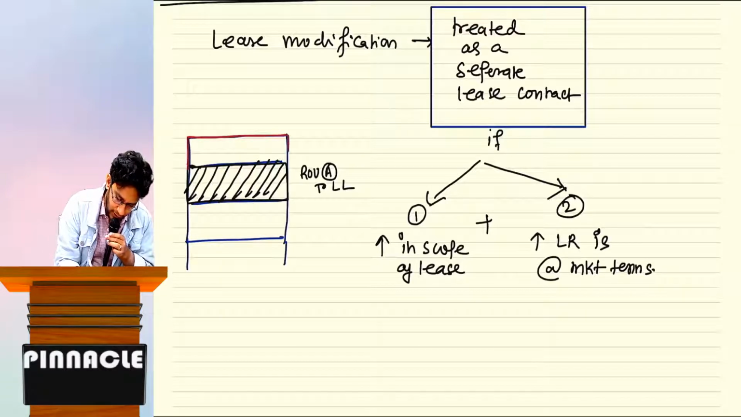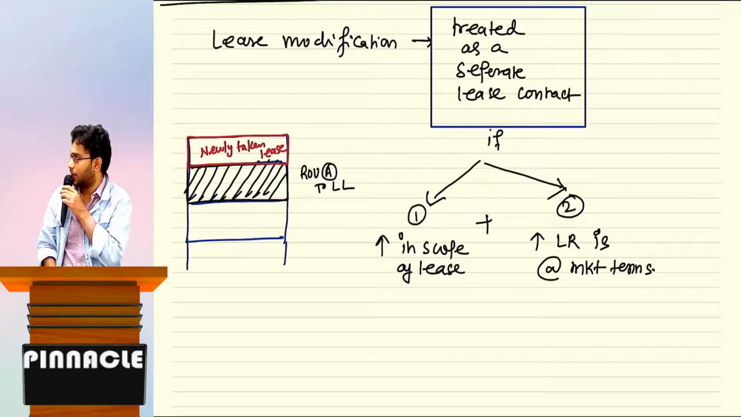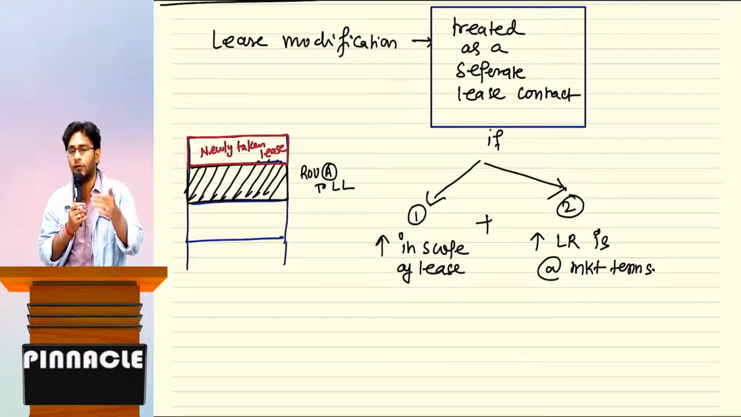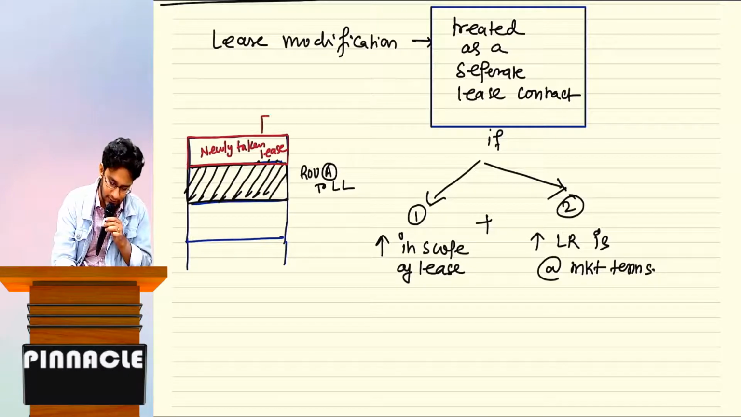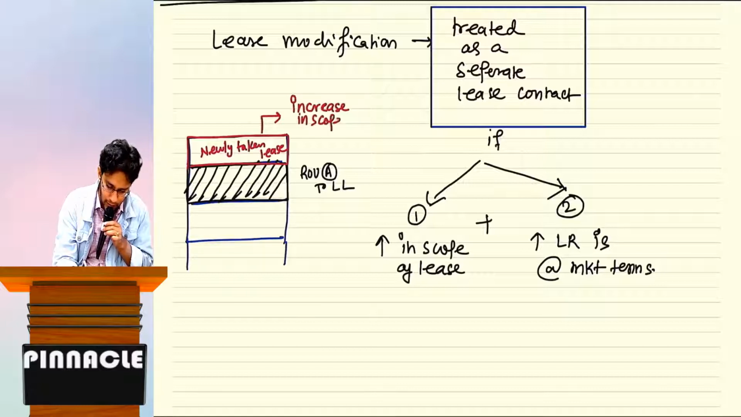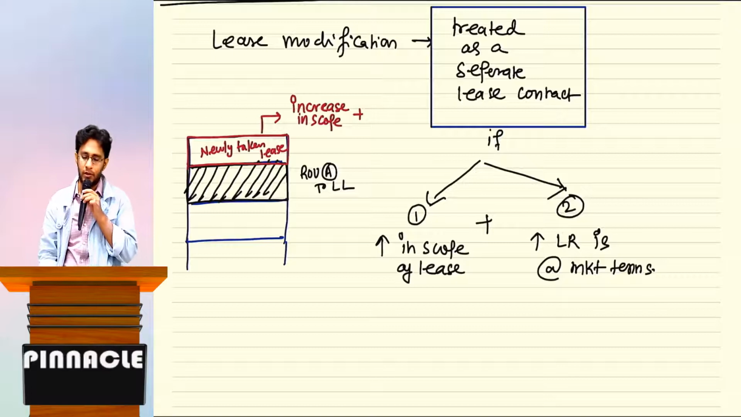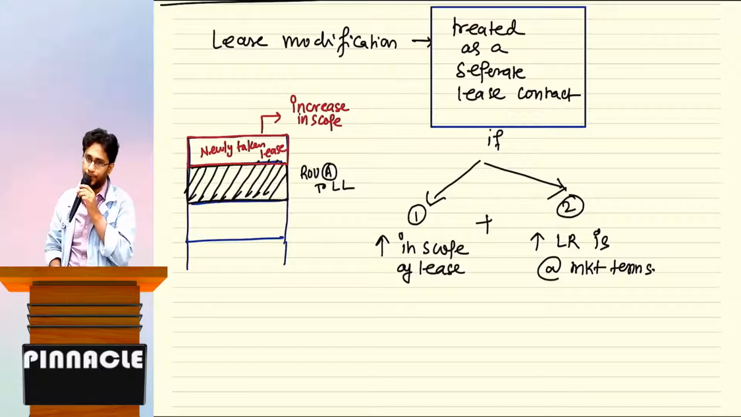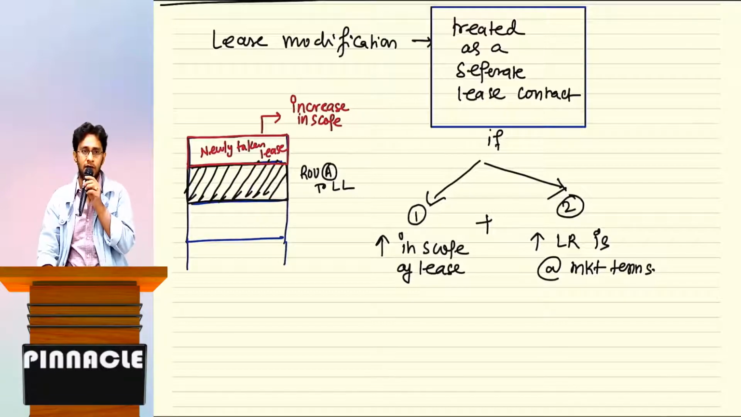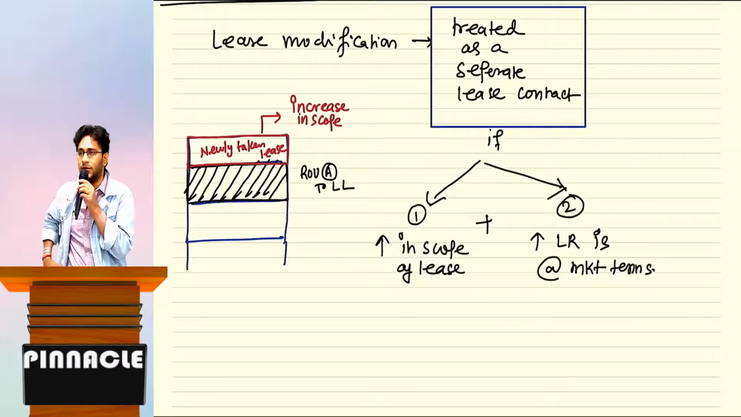So now a third floor is also newly taken on lease. Now tell me, sir, already one floor you are using, and now another floor also you are taking, is it an increase in scope only? Yes. It is definitely an increase in scope. The next condition you have to satisfy is about the lease rents: how much lease rent are you paying for this top floor? Are you paying at market terms or at discounted terms?